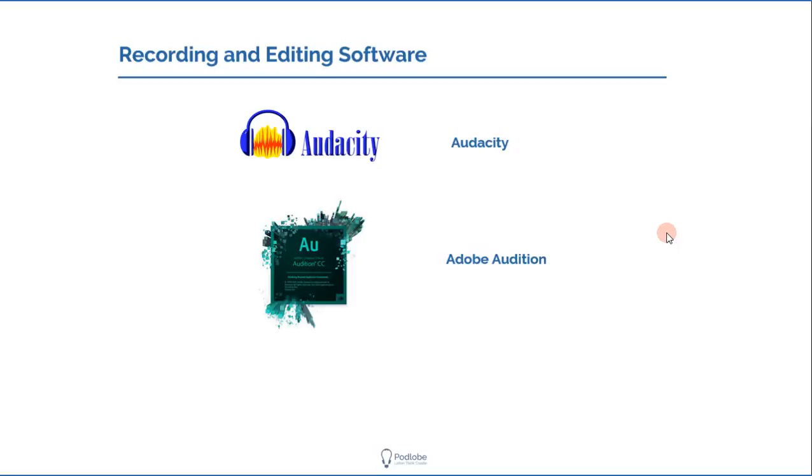Audacity is one. Another is the Adobe Audition. Audacity is free. Adobe Audition is not. It's a premium package that you need to pay for. And there is also the GarageBand that comes with every Mac, every MacBook that you have, and it's free. It comes pre-installed with MacBooks.